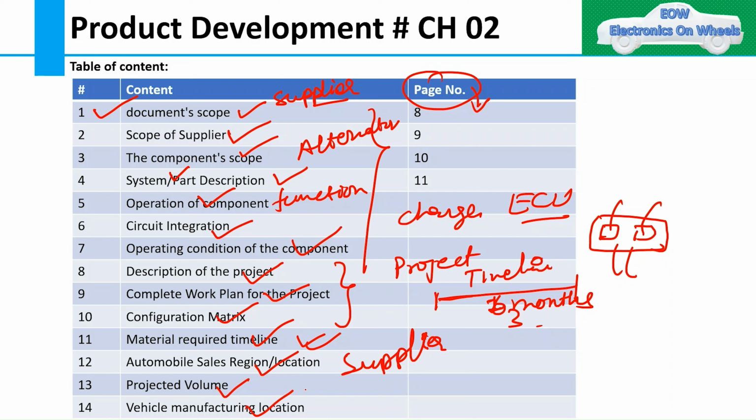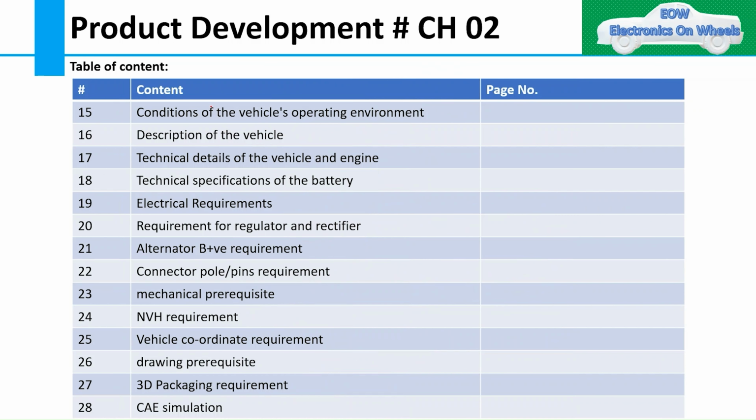Then vehicle manufacturing location. This also comes in when the manufacturing location is somewhere the supplier does not have access to, and logistic challenges are more. Those things also you have to tell the supplier. Then condition of the vehicle operating environment: in what type of environment or operating condition that particular vehicle is going to operate. Then description of the vehicle, then technical detail of the vehicle and engine.